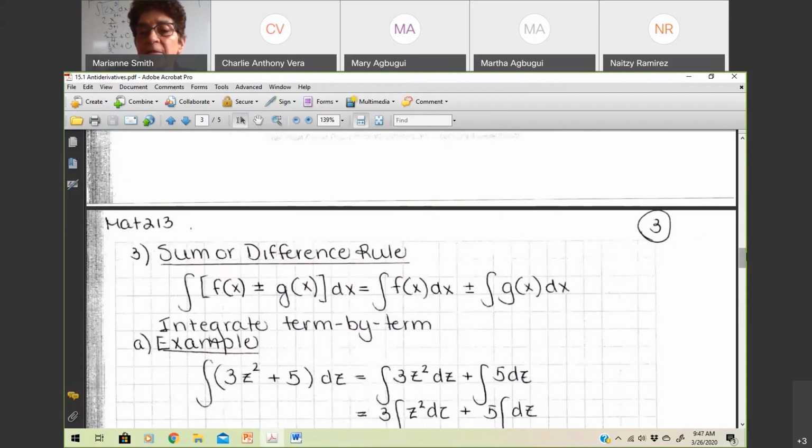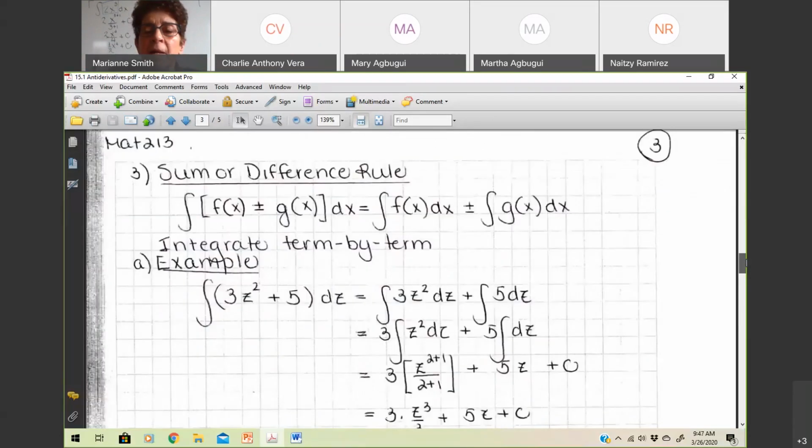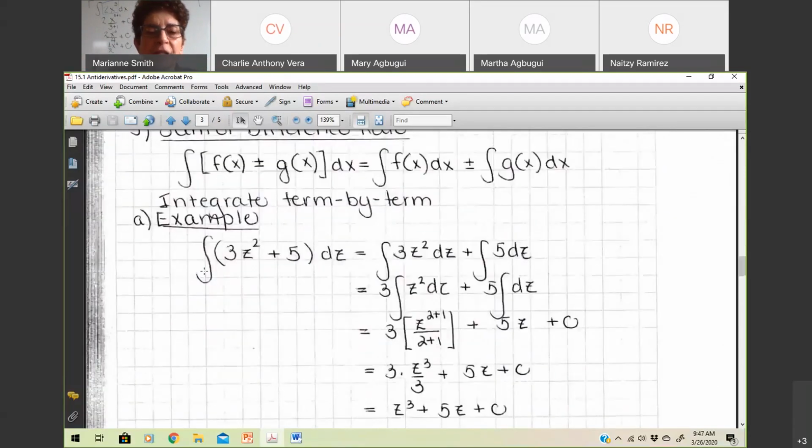Okay, so here's an example. I want to point out something about notation here. Notice, when they have the integral of 3z squared plus 5, they put that whole function in parentheses before they wrote dz. The reason for that is the dz applies to the entire function. It is not correct to write this without the parentheses, just so you know, okay? Because we want to make sure you realize that we're differentiating the whole function with respect to z.